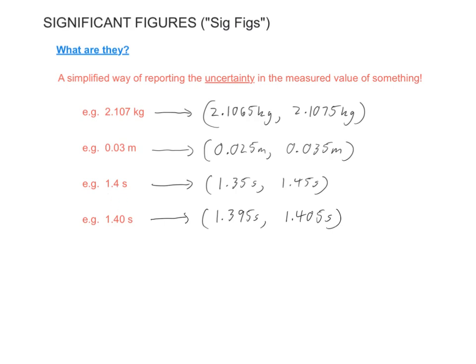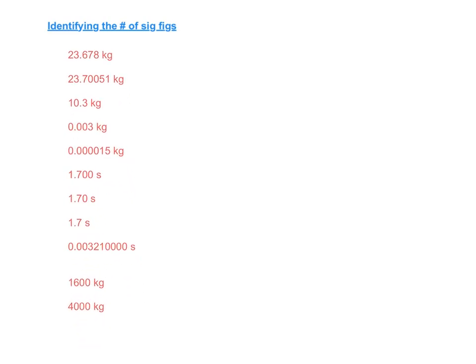So if you look at this example and compare it to this one, you see the importance of significant figures. Significant figures are a shorthand way of telling your reader what the experimental uncertainty in your measurement is. Next, we'll describe some rules for identifying the number of significant figures in a measurement.